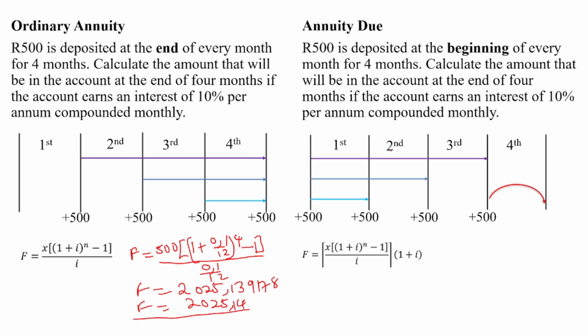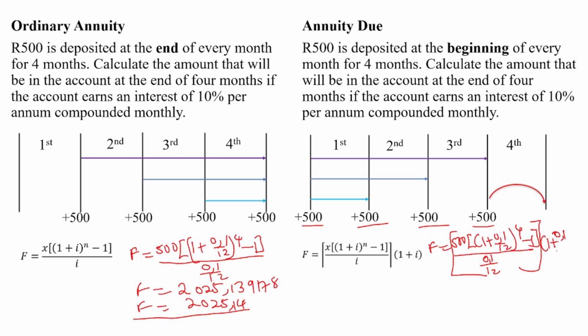When we do the annuity due here, there's still 4 payments, so it's going to be F is equal to 500 times 1 plus 0.1 over 12 to the power 4 minus 1, all over 0.1 over 12. And then this whole thing is invested for another month. There will be 1 plus 0.1 over 12, like this. Then put this in the calculator.